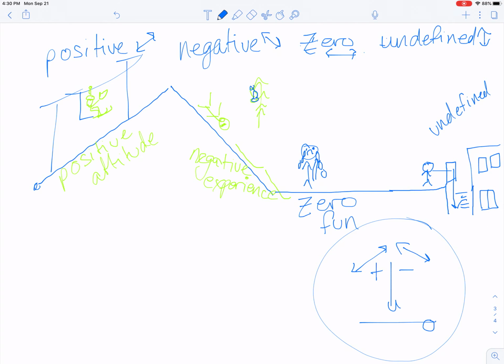Anyway, when you hear me talk about are we going up the mountain or down the mountain, do we have a positive slope or a negative slope? This is what I'm going to be referring to.